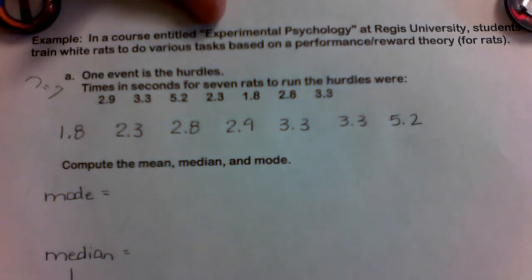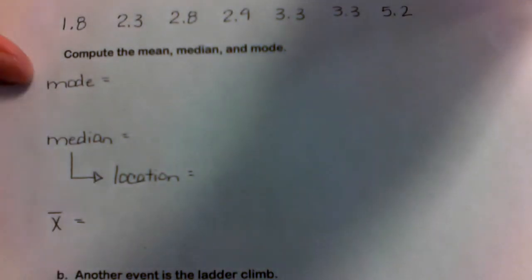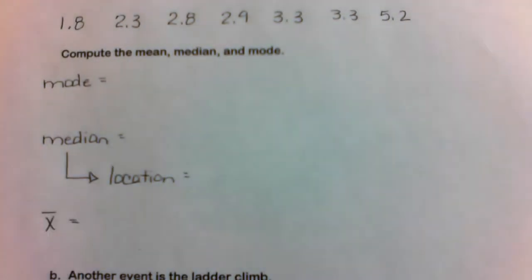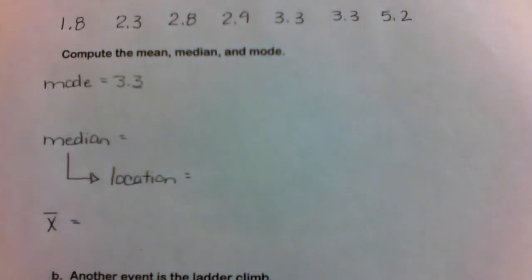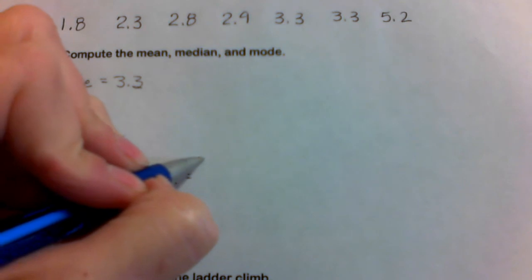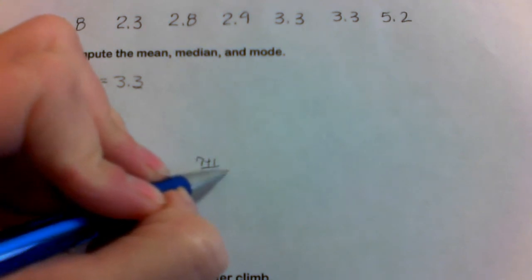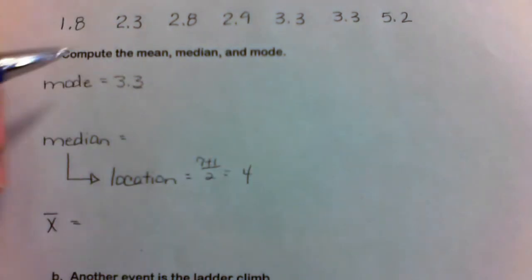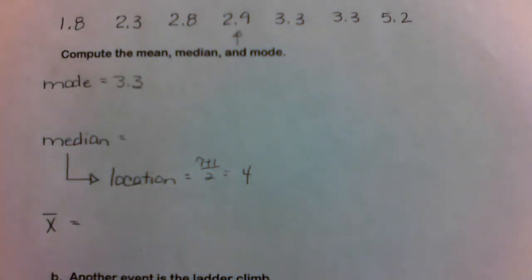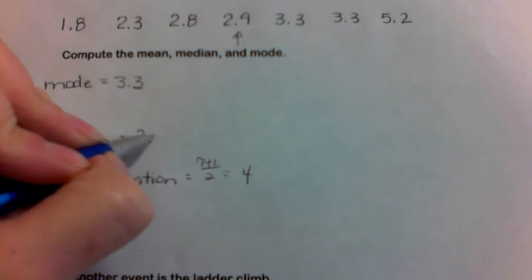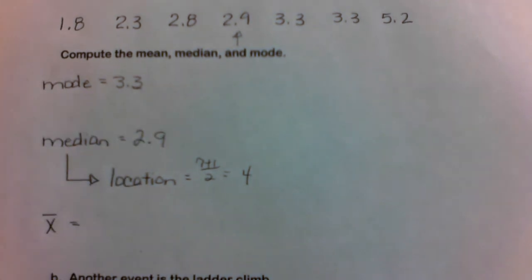So the first thing it asks is, what is the mode? So what number is listed most frequently? That would be the 3.3. The location of the median, there are 7 values. So 7 plus 1 divided by 2, that's 8 divided by 2 is 4. So 1, 2, 3, 4. So as long as my numbers are in order, then I know that fourth value of 2.9 is my median.